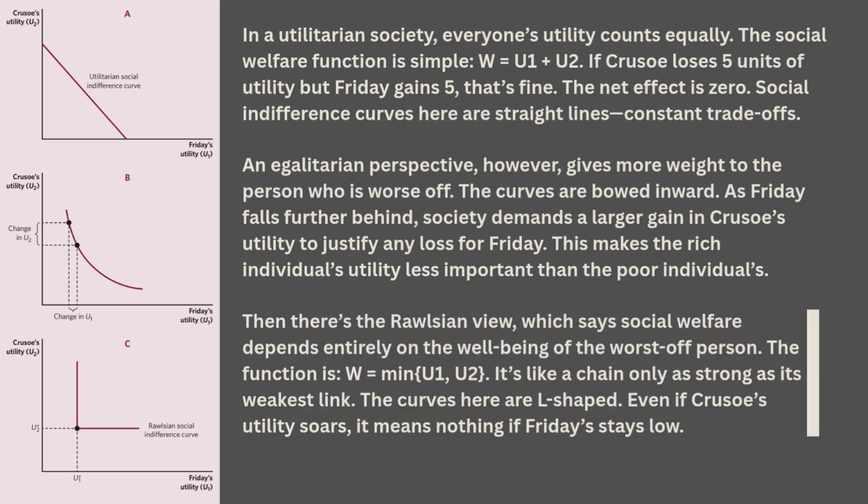Then there's the Rawlsian view, which says social welfare depends entirely on the well-being of the worst-off person. The function is W equals min(U1, U2). It's like a chain only as strong as its weakest link. The curves here are L-shaped. Even if Crusoe's utility soars, it means nothing if Friday stays low.